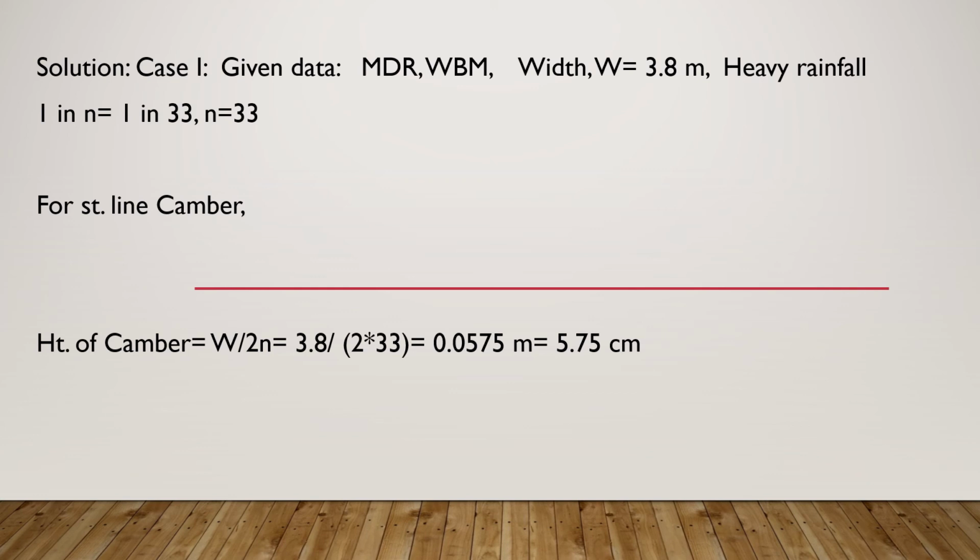So for a WBM road in a heavy rainfall area, the 1 in N value is 1 in 33. So N is 33. To find the height of camber, the formula used is W by 2N. W is 3.8 meter and N value is 33. Using that, the camber height is found to be 0.0575 meter or 5.75 centimeter.